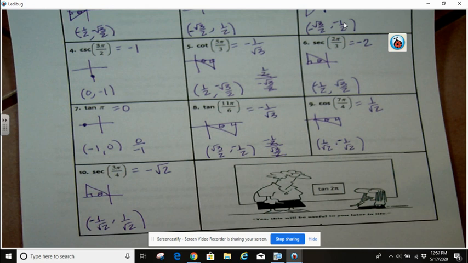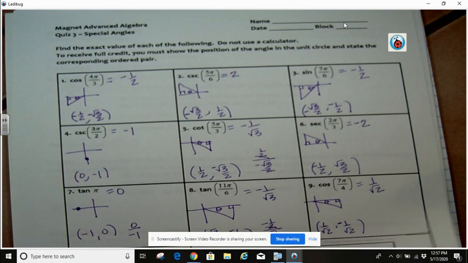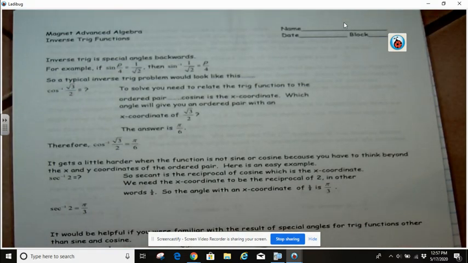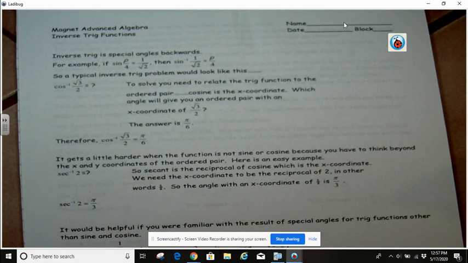Again, the better you know your unit circle and the better you're able to evaluate your special angles in a unit circle, the easier inverse trig will be to understand. So let's go over the notes that you were given. This basically is something I prepared for a time when I needed students to be able to read it and understand it if I wasn't standing right in front of them. Okay, so I'm just looking at it and seeing some things that didn't print out quite properly.